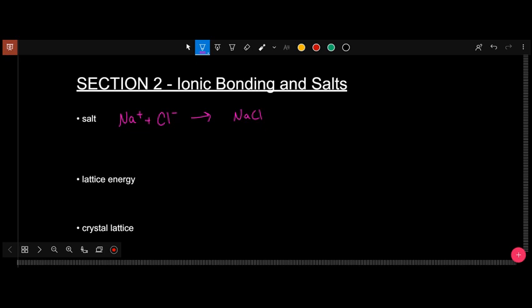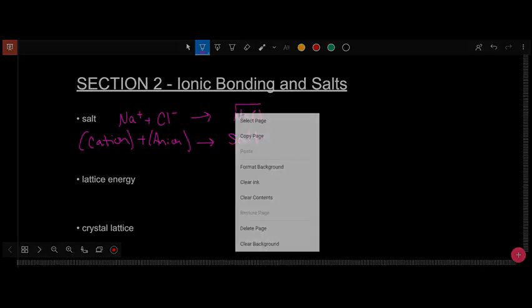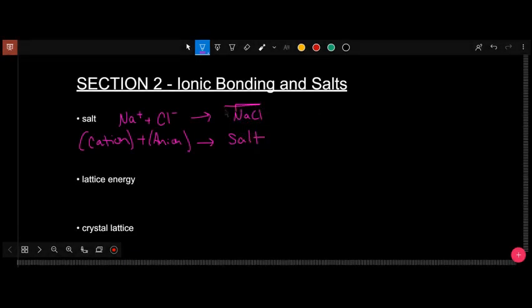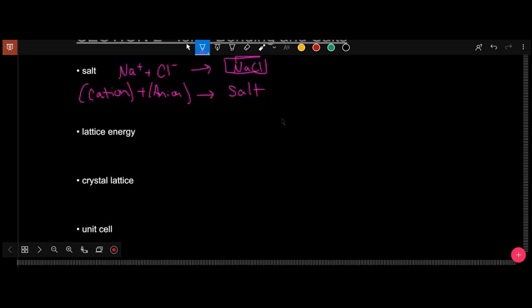So it's a neutral compound that forms from a cation and a negative ion. So a cation plus an anion is going to form a salt. And we think of this salt, remember, that's just table salt. There are a lot of salts, and salts are going to have a few common characteristics. For one, they're all going to have something called lattice energy.